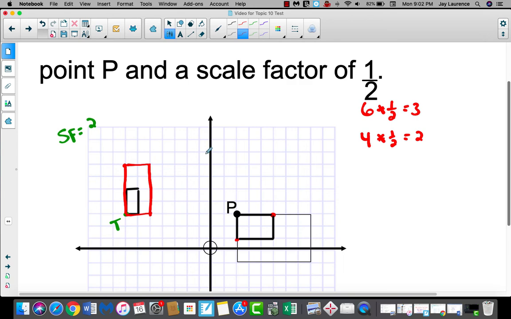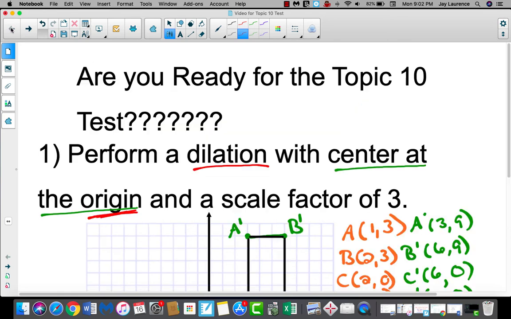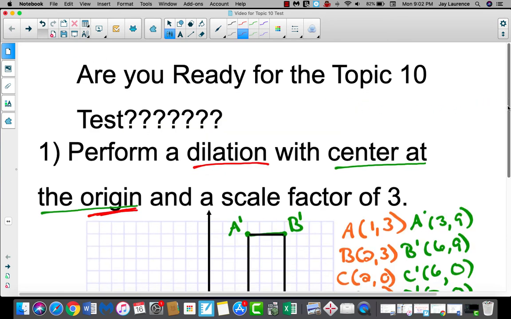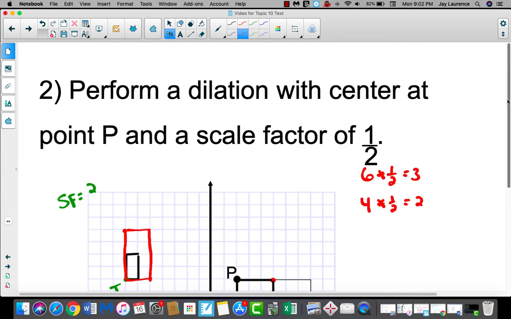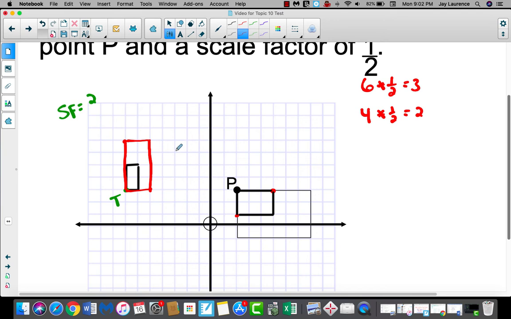All right, so when it was at the origin, like in this problem, we had to multiply all the coordinates by the scale factor. So when it's centered at the origin, you multiply the coordinates by the scale factor. But when the center is a point, that point stays put, and the sides get longer or shorter by a product of the scale factor, meaning you multiply the side by the scale factor. 1 times 2 is 2. 2 times 2 is 4. Or in the original one, we had 6 on this side. The scale factor is 1/2.